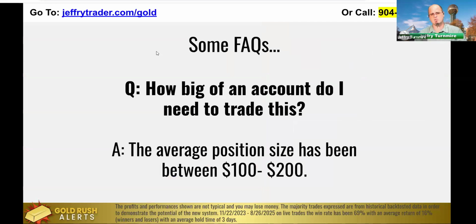Now, some common questions like, how big of an account do you need? You could do this in a smaller account. The average position is right around $100, $200. I think this past week was actually $220. See what I had to have? $220 to take that position.